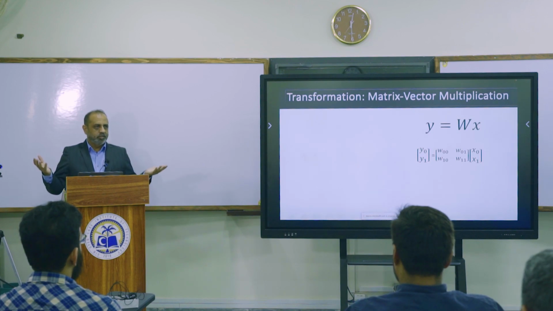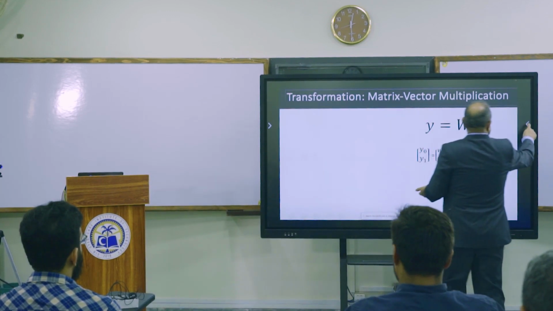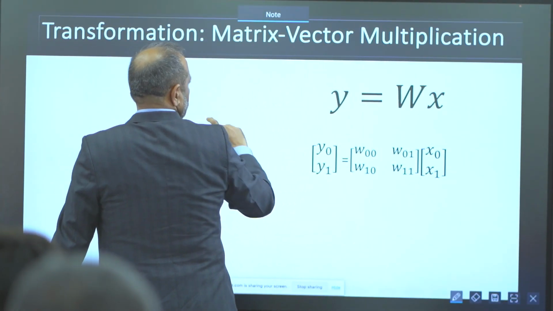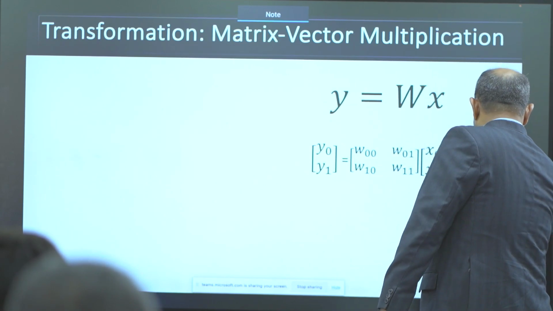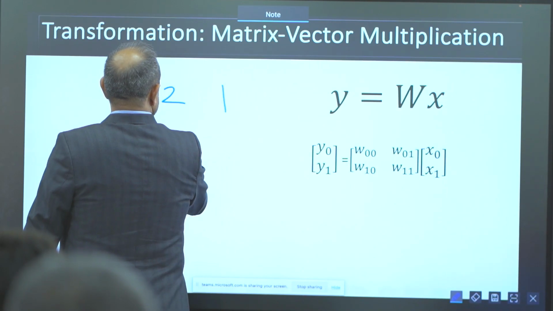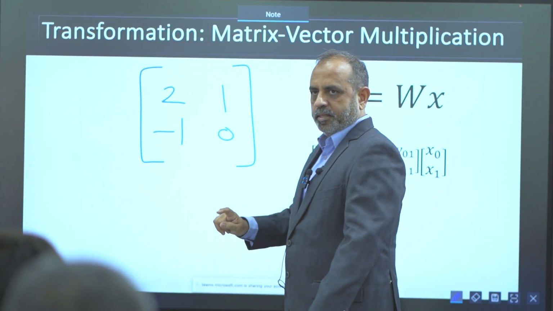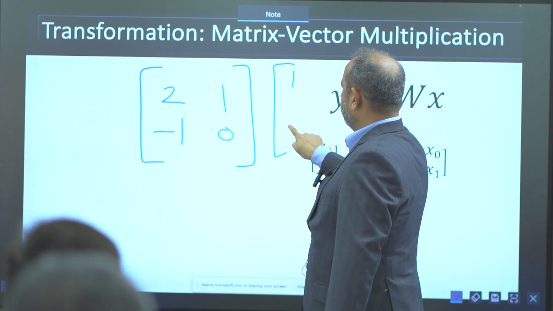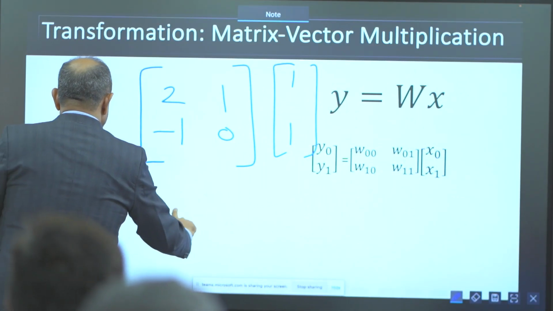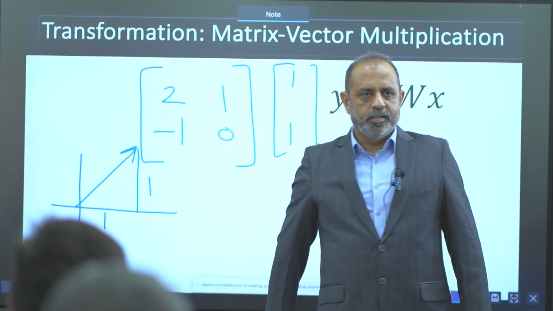and obviously the vector is also of 2 dimensions. So take any random example, and let me just take one. For example, I take this matrix, 2, 1, minus 1, 0, and you multiply it with any vector, let's say 1 and 1. Let me first represent this vector in two-dimensional space. It is 1 and 1. So this is the vector, 1 and 1.